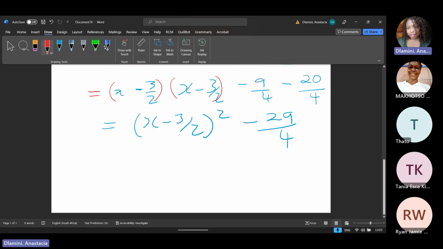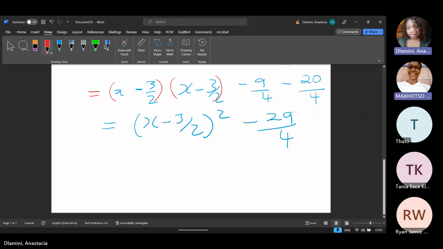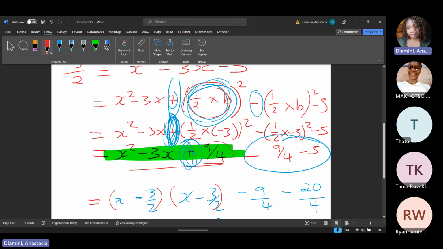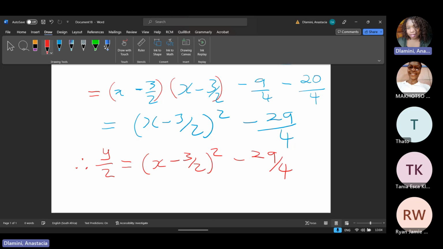Are we done here? No, ma'am. Why? Because of this. So let's say therefore, y/2 is equal to x minus 3/2 squared minus 29/4. Marco, you are the one who got us into this problem of not having a y. Please fix it now. So what do we do, Marco?